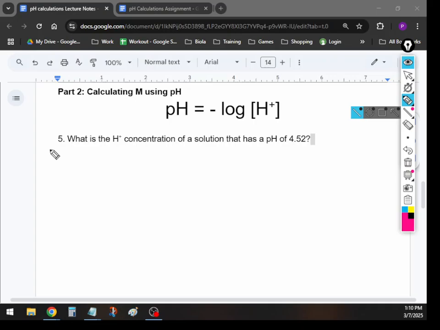Okay, so for number 5, we're going to just write down our equation. pH is the negative log of H+. And I'm going to go through all of the math steps up here, just so you guys can see how to solve this problem.